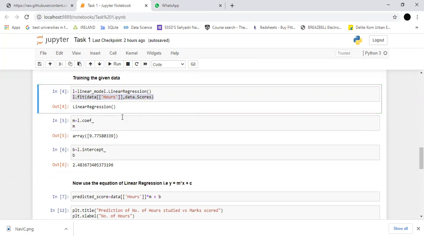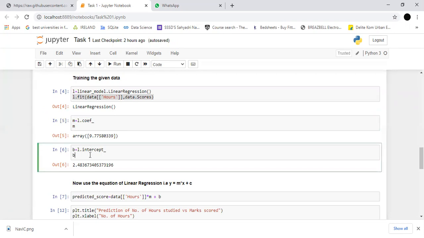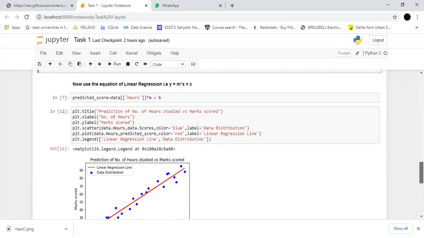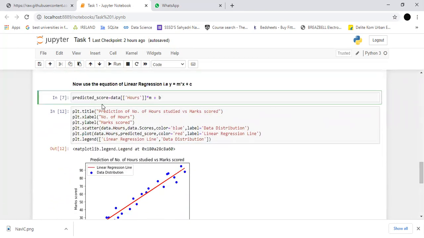As we know, the equation of the linear regression is y equal to mx plus c, where y is the output, m is the slope, and c is the y-intercept. Here I took m as slope and b as y-intercept. So the predicted score is equal to hours studied times the slope plus the y-intercept. Now we have got the predicted score.